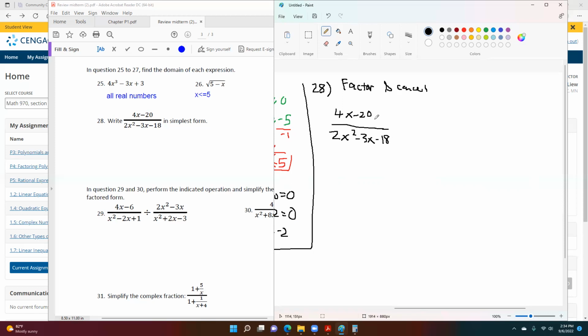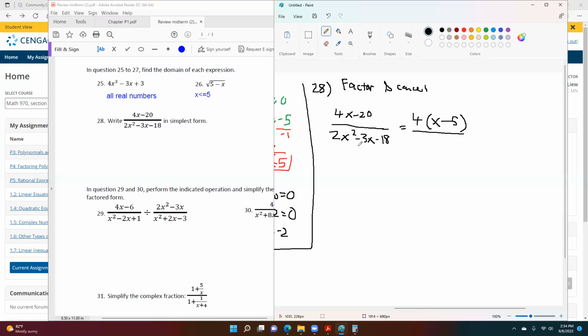So that we have a GCF. Can someone tell me what we can factor out from 4x and negative 20? You can factor out 4. And you get x minus 5.